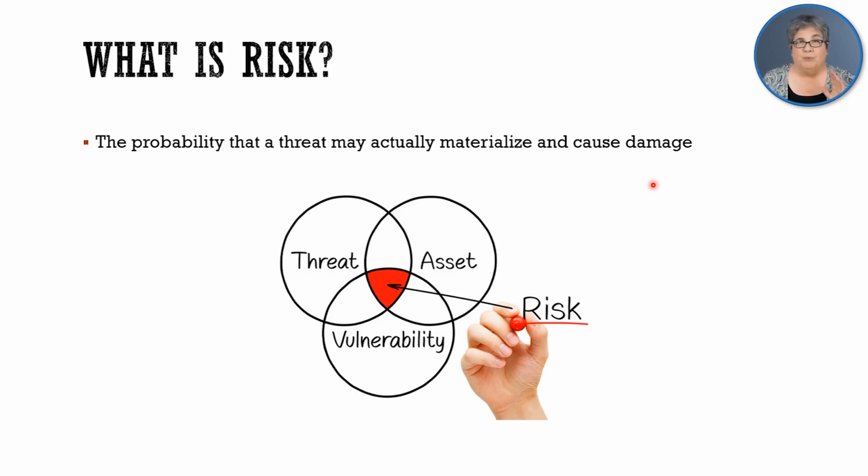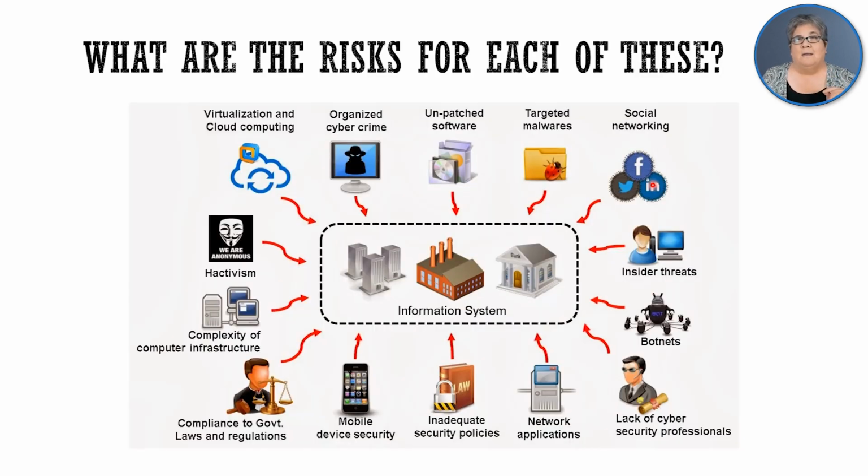That's risk. Probability. There are risks for all kinds of things on your network. I mean, you can just see this whole list, and this isn't even a complete list. From virtualization, cloud computing, possible organized cybercrime, software that's not patched, malware, social networking, insider threats, botnets. I mean, this whole thing. Each one of these can bring risk to your information system.